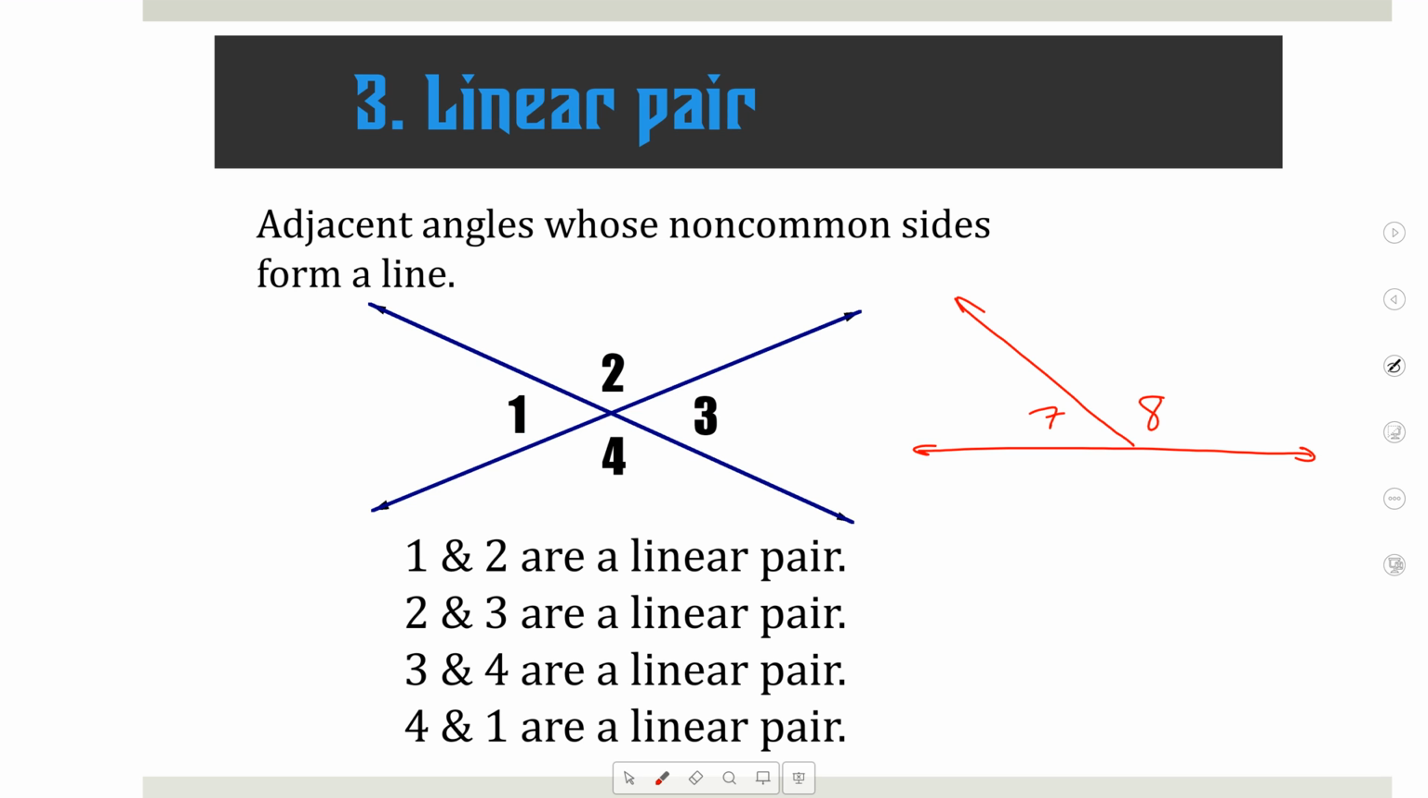No. Jock? Jack? Sorry, I went French there for a second. They're adjacent, we got that already. Okay. You got anything else? 7 and 8. Oh wait, they're a linear pair. The 7 and 8. Good. Anything else?